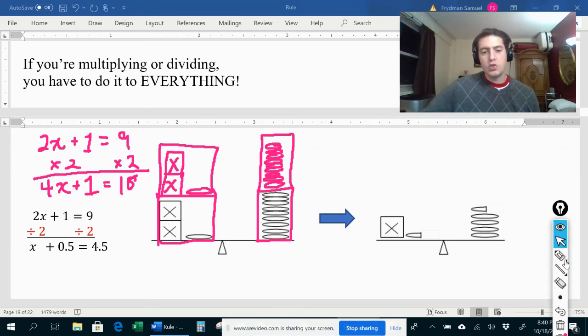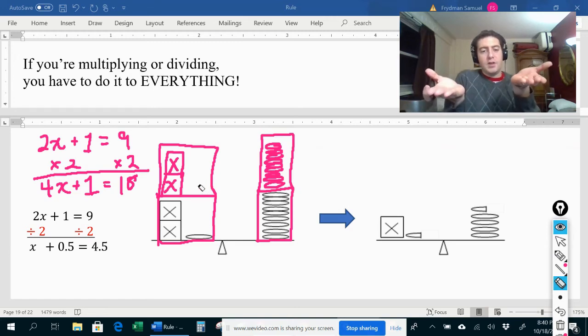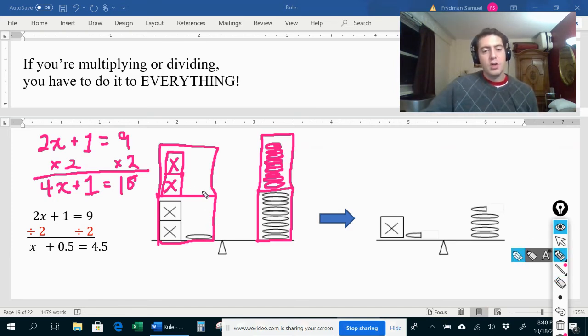if I just multiplied the x's by 2 and I didn't multiply this by 2, so I get 4x plus 1, then that would be like if I had not drawn this stone in here, which wouldn't be good, right? Because then everything would start tilting to the right side. So that extra stone has to be there. So I can't just multiply this by 2. I would need to multiply this by 2 also. So 1 times 2 is 2. All right, so I have 2 stones instead of just the 1.